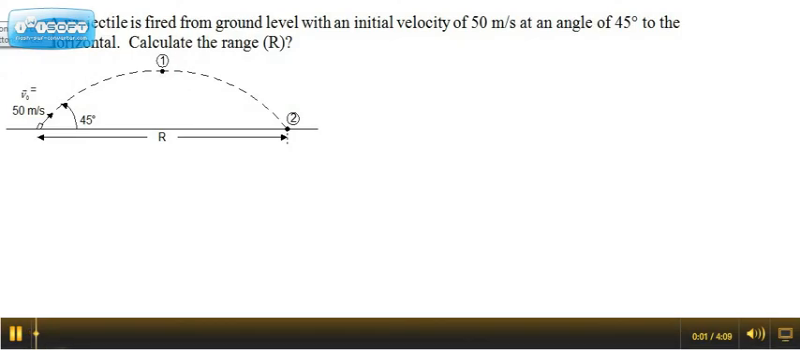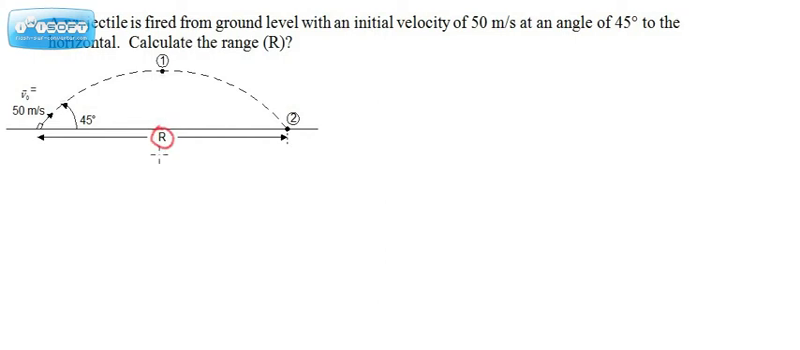Alright, I'm going to do this one a little bit differently than maybe what's in my solution set. We're looking for the range R. In order to find the range, we need to figure out how long it's in the air. In order to figure out how long it's in the air, we need to know basically what's happening at the apex at point number 1.